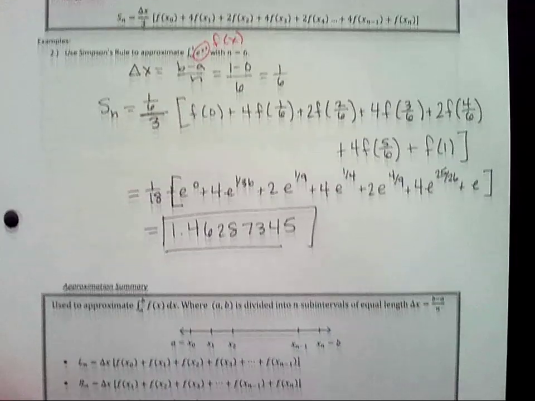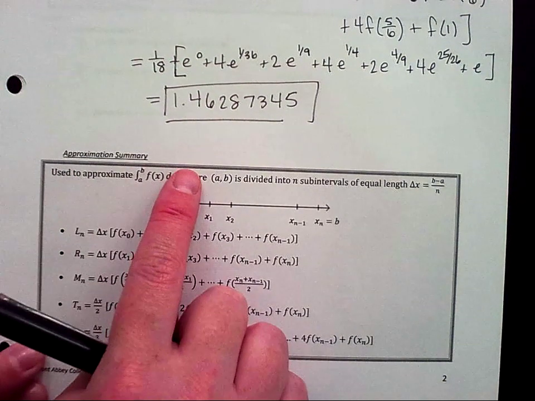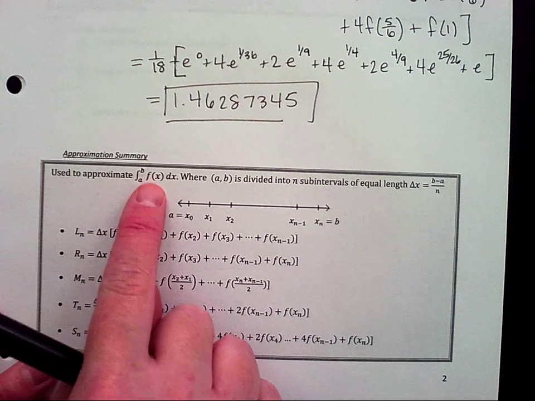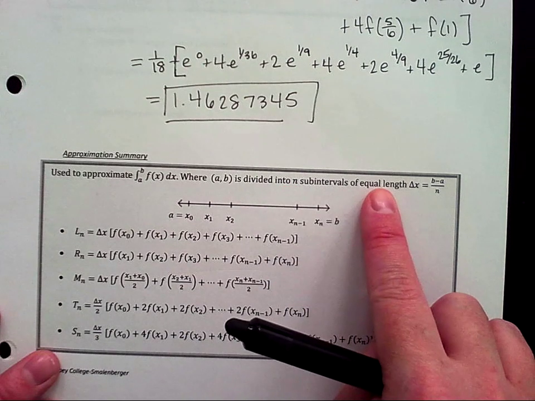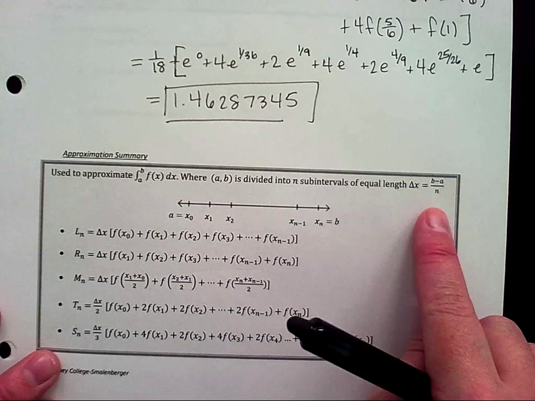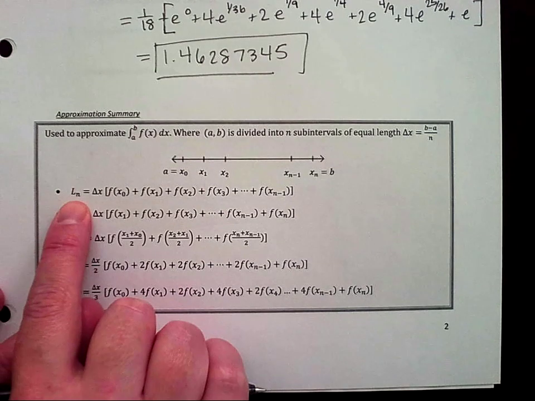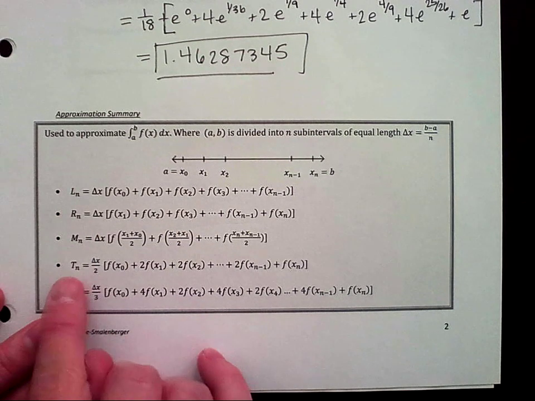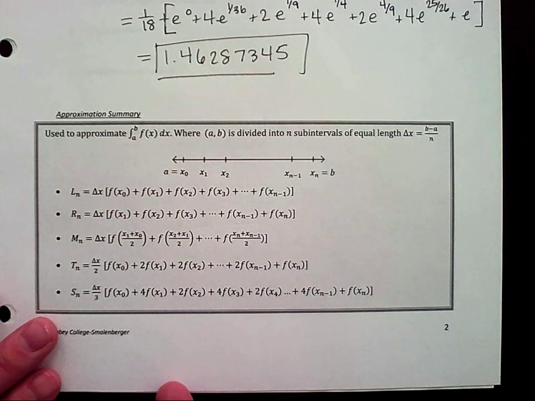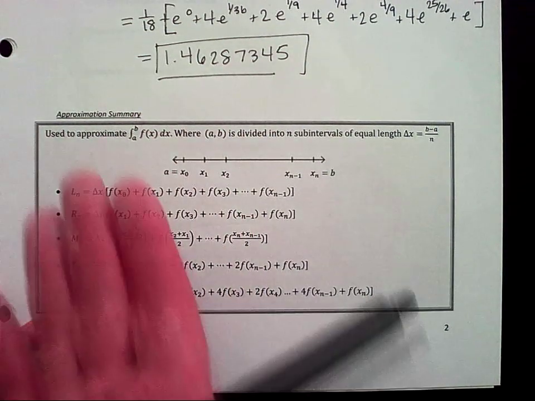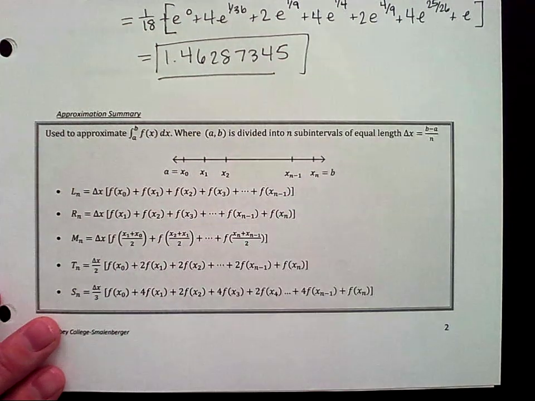All right, so then last thing we'll just talk about is I made a little approximation summary. If we're ever asked to approximate an integral, the integral from a to b of f of x dx, where a and b are divided into n subintervals of equal length, delta x equals b minus a over n. Here's my subinterval. Here's all the approximation rules we've done. Left Riemann sum, right Riemann sum, midpoint rule, trapezoid rule, Simpson's rule. So if you haven't already made flashcards, here's the summary. Know all these formulas, right? We just added 2 more formulas to these.